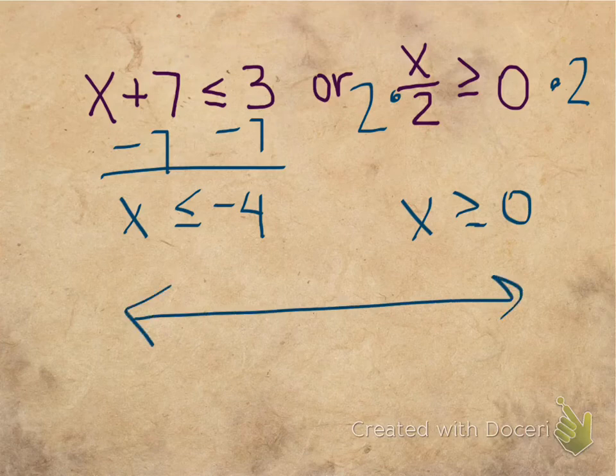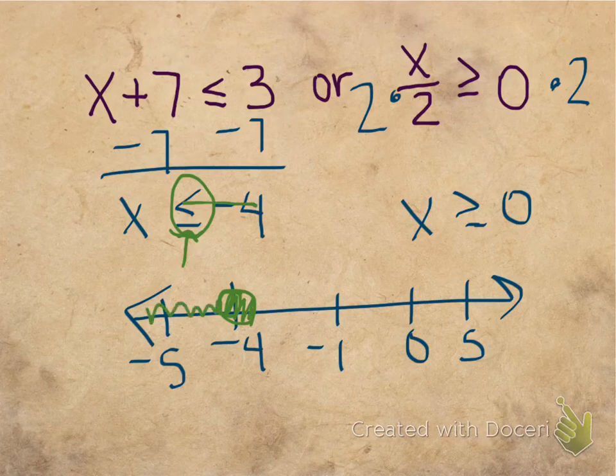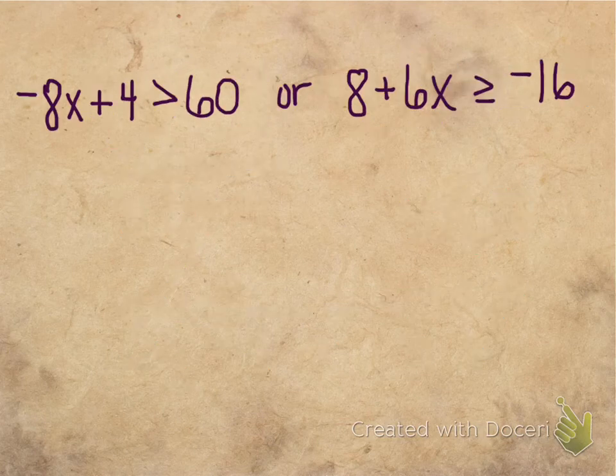So now to graph these, definitely want my numbers, probably something bigger and smaller. For the first one, I want a solid circle because of this line underneath, so I'll put a solid circle on negative 4. And the arrow says that I want to shade to the left. And on the 0, I'm also going to put a solid circle because of the line underneath. And this one I'm going to shade to the right. So just like our other OR inequalities, they go ahead and split and go opposite directions.